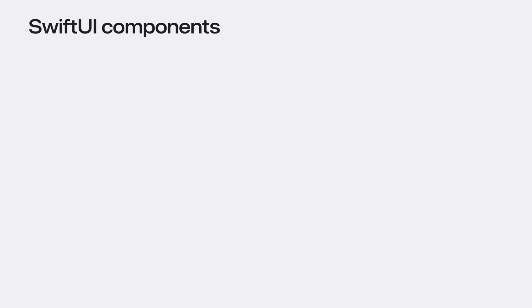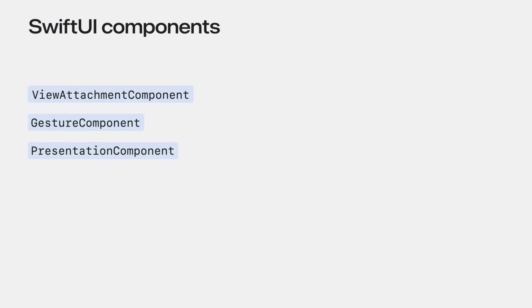RealityKit introduces three key components. First, the view attachment component allows you to add SwiftUI views directly to your entities. Next, the gesture component makes your entities responsive to touch and gestures. And finally, the presentation component, which presents SwiftUI views like popovers from within your RealityKit scene.